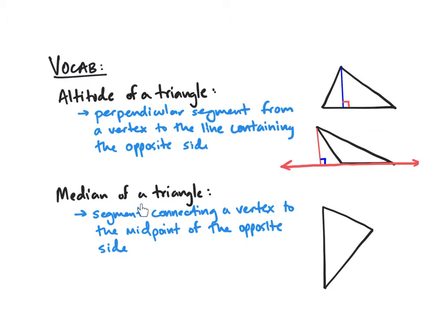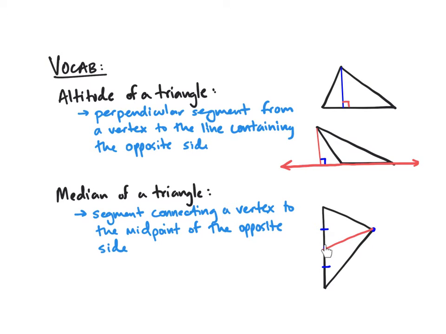The next term is called the median of a triangle, and this one is a segment that connects a vertex to the midpoint of the opposite side. So for instance, let's say I wanted to connect this vertex right here to the midpoint of this side. Well, first let's eyeball where we think that midpoint would be. Remember, the midpoint of a segment would be dividing that segment into 2 equal parts. And so now my median would be that segment that connects those together. It's connecting the vertex here to this midpoint over here.